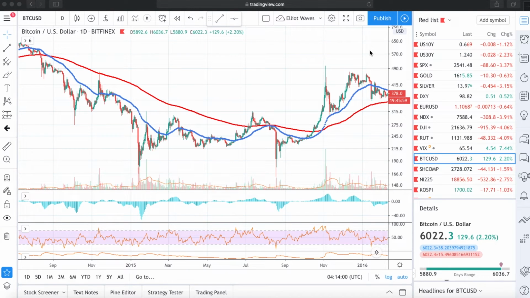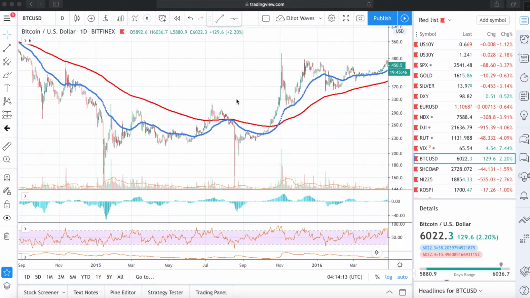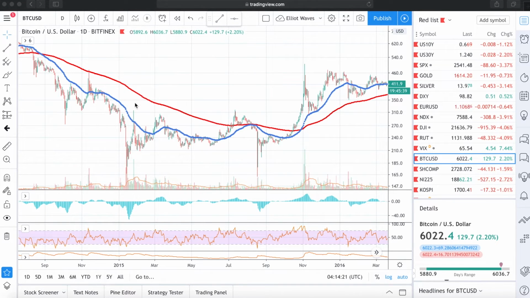Alright guys, I'm going to show you the live demo of the Bitcoin chart on TradingView. Here's the Bitcoin chart on the daily chart. What we're going to do is look for moving average crossovers. The blue line represents the 50-day moving average, and the red line is the 200-day moving average. Remember the example I just showed you in the tutorial? Right now I'm going to show you in the live chart.